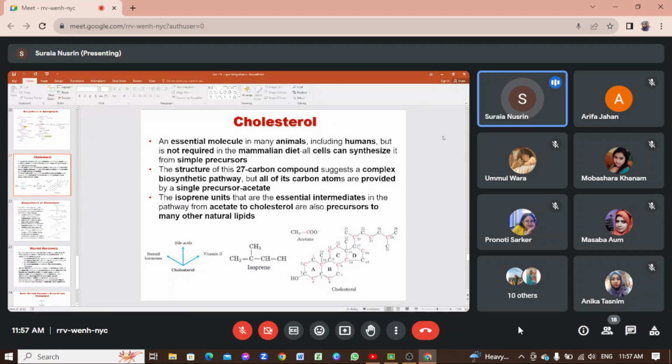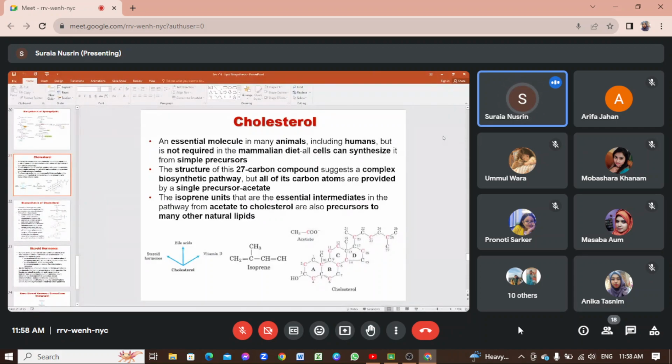Actually, cholesterol is present in animals. Okay, it is not present in plants, so it is important for animals, even for humans. But it is not necessary for us to get it from our diet. That means we need it, but we don't need it from our diet because it can be synthesized in our cells from the precursors which are present.